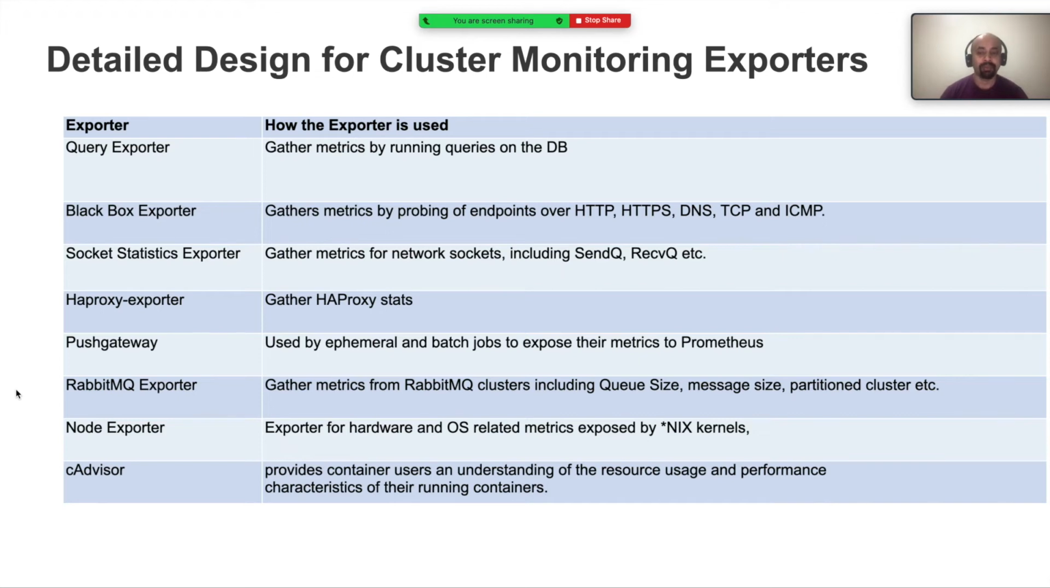Then we have the RabbitMQ exporter, which is the messaging queue exporter. It gives us information like queue size, message size, partition clusters. Then we have the node exporter, which gives us information about the various hardware statistics and the OS statistics. And finally, we have cAdvisor. cAdvisor is basically gathering information for Kubernetes based systems about how a pod is behaving, whether the pod's resources are within the request and the limit parameters or not, and other relevant information about the Kubernetes platform.